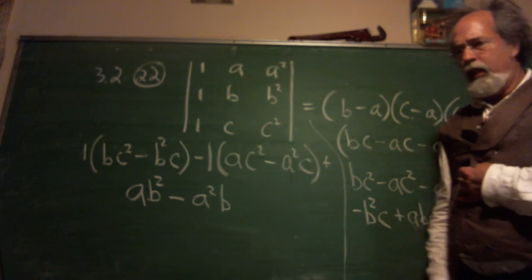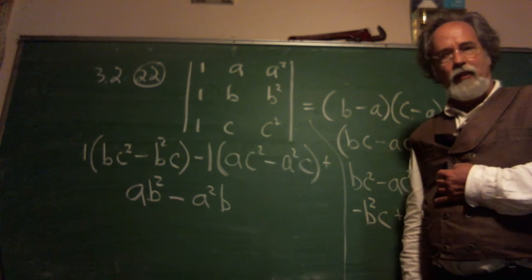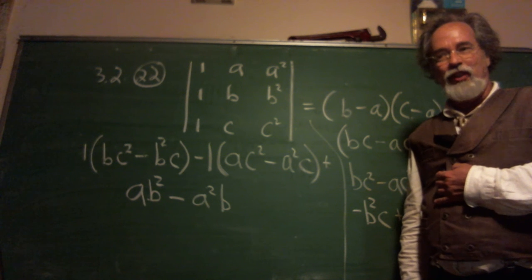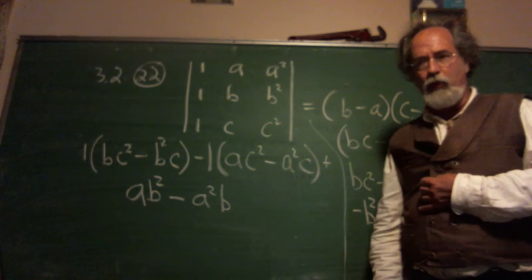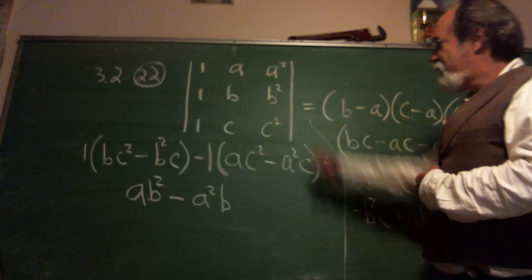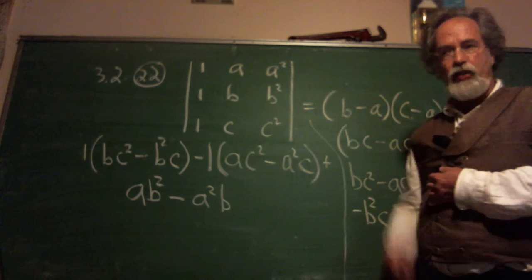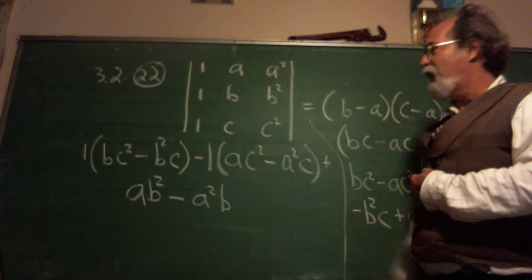Hello. This is the middle of September, and we're at the end of chapter 3. I assigned problem 22 out of section 3.2, and it was this matrix, the determinant of a matrix. This is called a Vandermonde matrix.